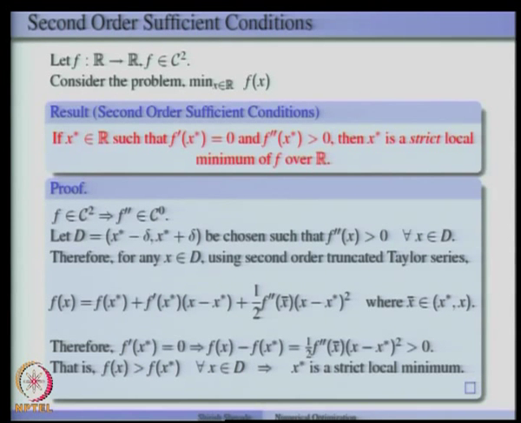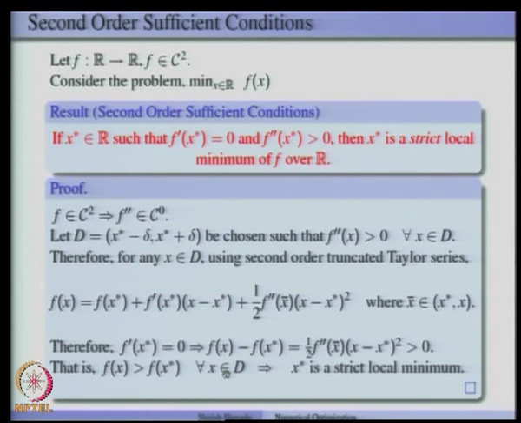Now, if f dash x star equal to 0, then f of x minus f of x star is nothing but half f2 dash x bar into x minus x star square. Now, x bar is a point in the interval D. So, f2 dash x bar is greater than 0. This quantity is also greater than 0 because it is a square. So, the whole quantity is greater than 0. So, which means that f of x is greater than f of x star for all x belongs to D.